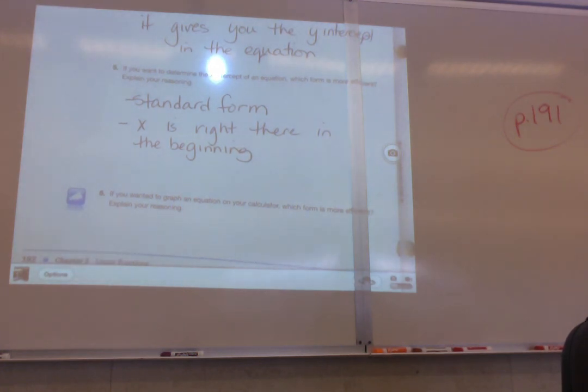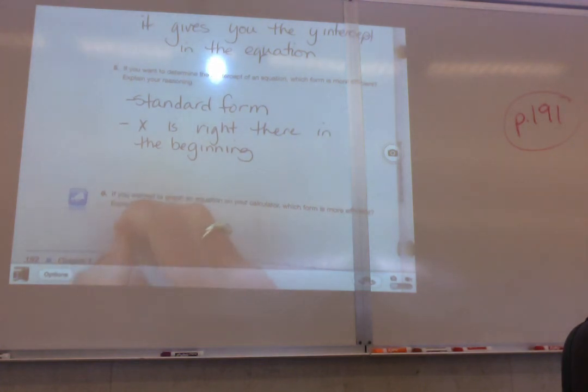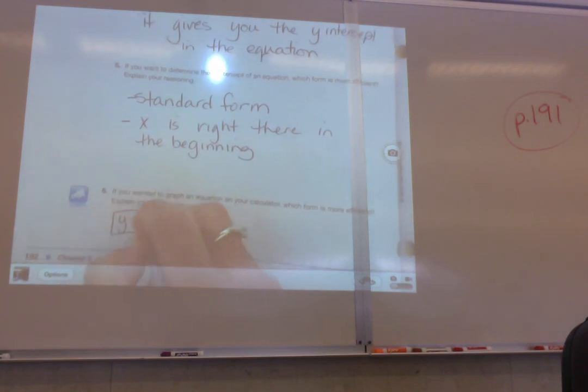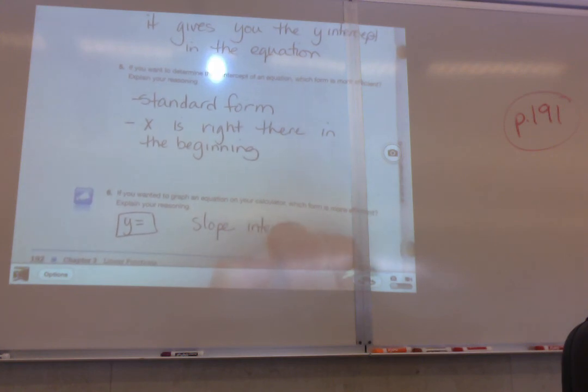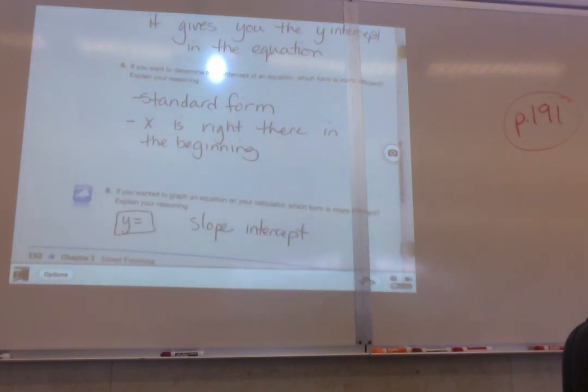Question number 6. If you want to graph an equation in your calculator, which form is more efficient? The y equals or slope-intercept. And that's true about TI-84s. I wonder if Desmos.com you can just plug in a standard form equation. I haven't tried it lately, but it might be worth an experiment there.